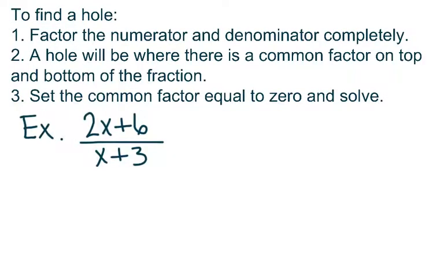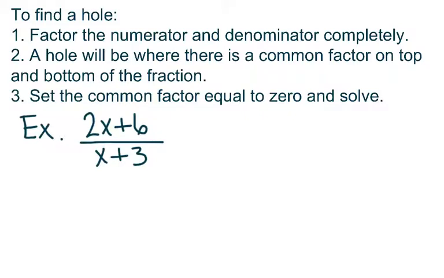Okay, so to find a hole, there's three things we're going to do. One, we're going to factor the numerator and denominator completely, as we always have this whole unit. Two, a hole will be where there is a common factor on top and bottom of the fraction. And then three, we're going to set the common factor equal to 0 and solve.